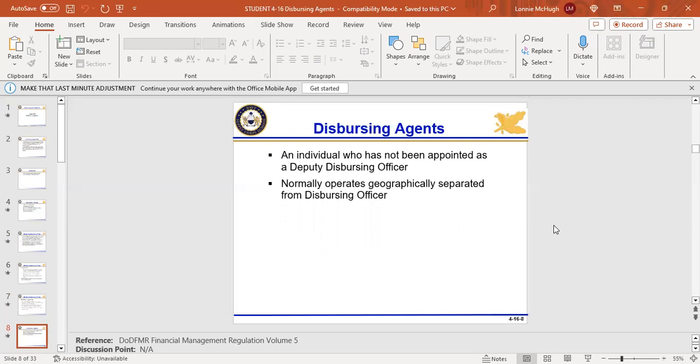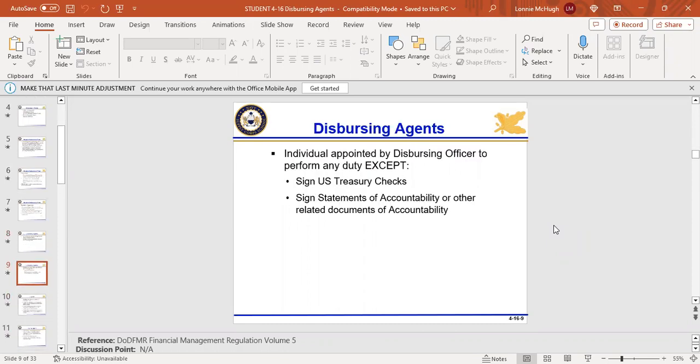All right, discussion point 2. We're going into dispersing agents. So this is an individual who is going to work in the dispersing office or outside of the dispersing office, but they don't have all the same capabilities that a deputy has. So they cannot sign U.S. Treasury checks and they cannot sign statements of accountability, which are the main portions of your job to make sure that those things are completed. But again, they can do things like keep cash and they can divvy out cash.